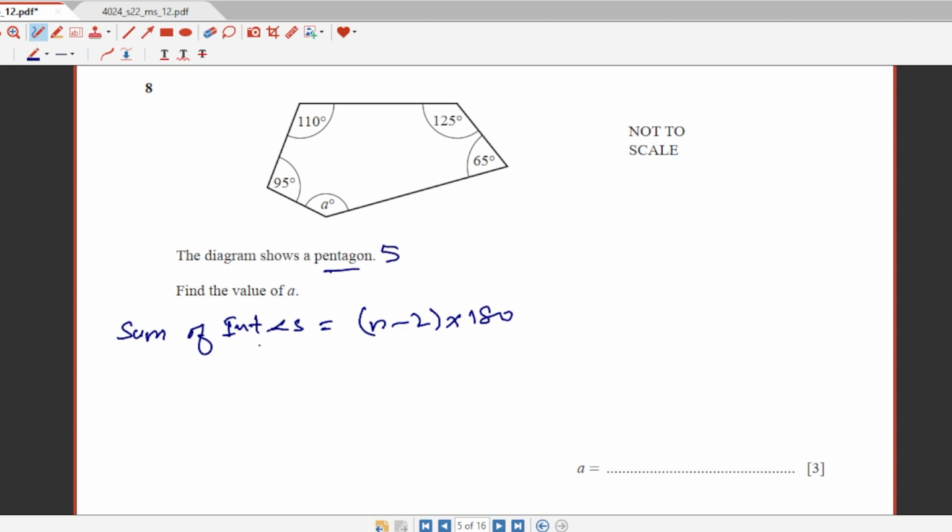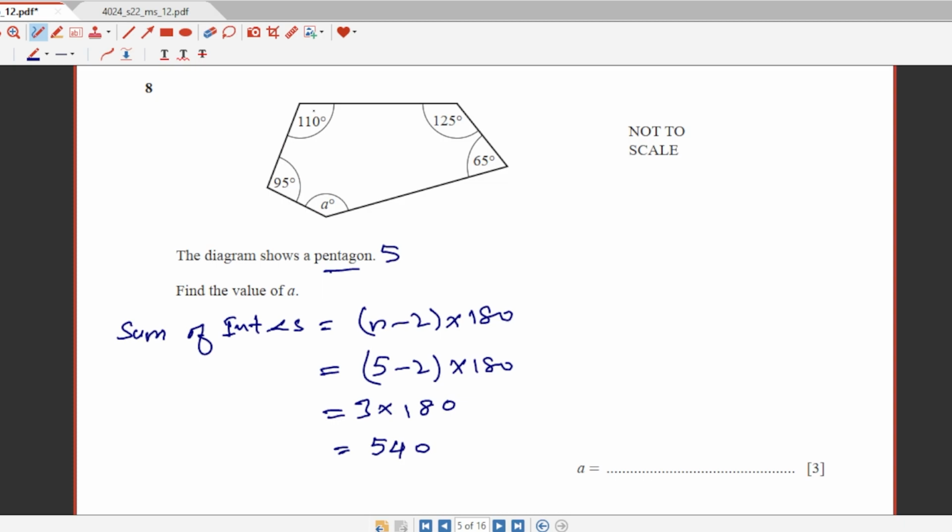N is 5, so 5 minus 2 into 180, that is 3 multiplied by 180. 18 threes are 54. This is 540.